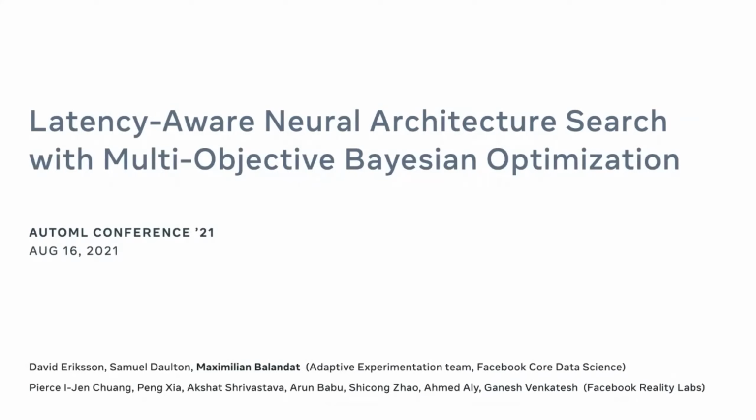I support the modeling and optimization efforts on the adaptive experimentation team at Facebook. We have a variety of different areas that we work in, primarily focused on sample efficient optimization. So AutoML is one of them, and today I'm going to talk about latency-aware neural architecture search with multi-objective Bayesian optimization. This is joint work primarily with David Erickson, Samuel Dalton from my team, and Pierce Chung from Facebook Reality Labs, and there's a lot of other people who contributed to this as well, so thanks to them.